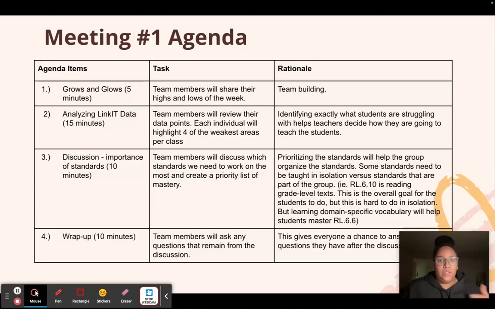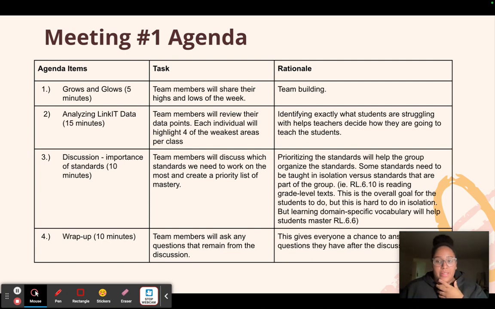So, for instance, I teach 2 ELA classes, some teachers have 3 ELA classes. It'll give you a breakdown of each of those classes. And then after that, we're going to discuss the importance of the standards that we've identified. Now, we know that all standards are not created equally. So we're going to basically create a priority list.